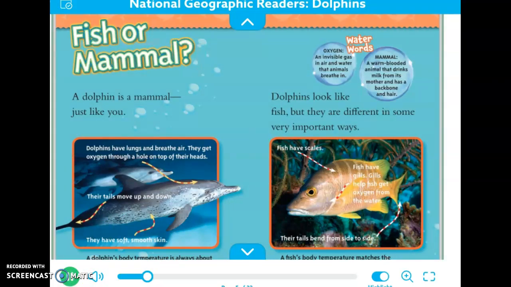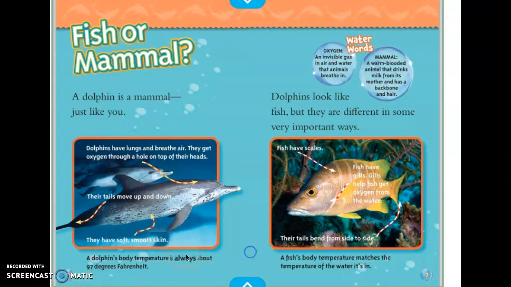Fish or mammal? A dolphin is a mammal, just like you. A dolphin's body temperature is always about 97 degrees Fahrenheit. Dolphins have lungs and breathe air. They get oxygen through a hole on top of their heads. Their tails move up and down. They have soft, smooth skin. Dolphins look like fish, but they are different in some very important ways. A fish's body temperature matches the temperature of the water it's in.